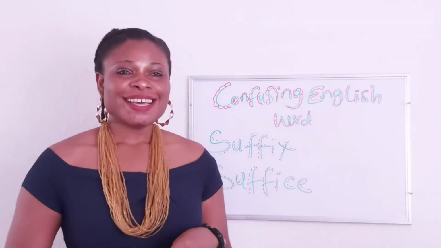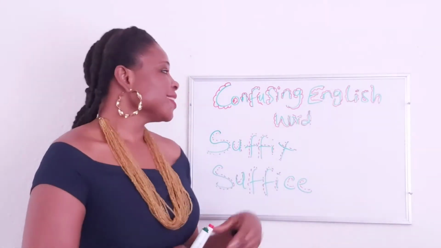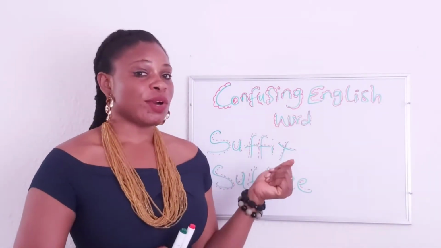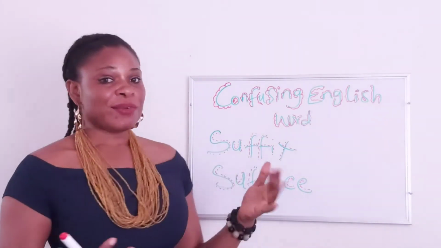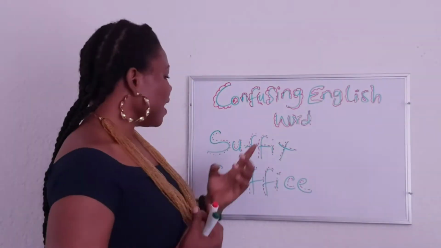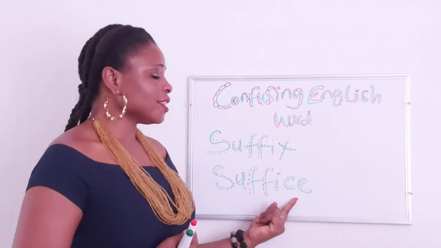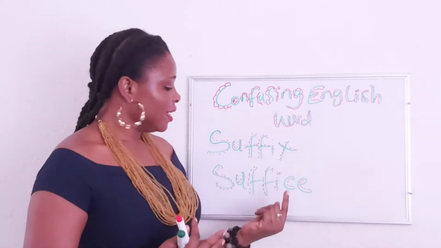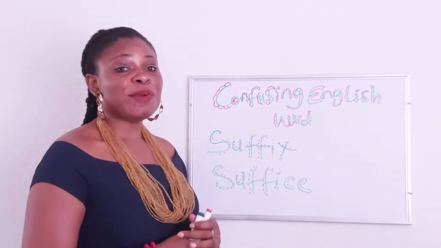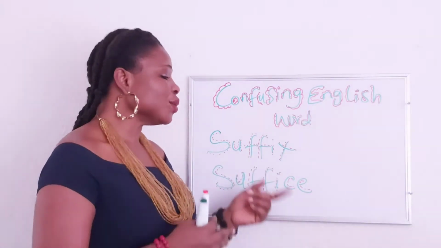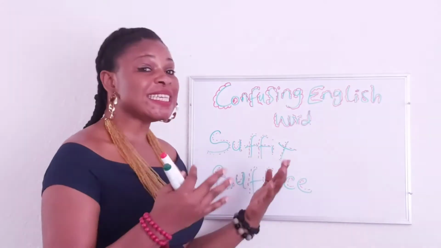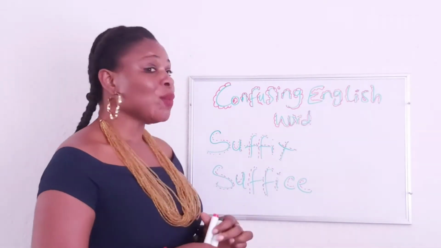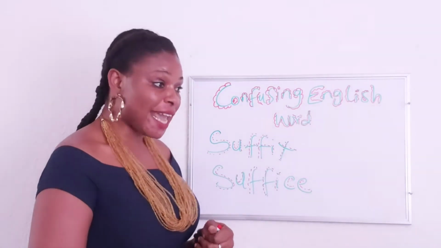Welcome to today's class. Today I'm going to be talking about confusing English words. I have two of these words today, or two vocabularies today, and they are suffix and suffice. Bam. So this is actually suffice. You see, some people mispronounce these two words. They pronounce the two the same, and this is incorrect. So that is one of the things that I will be talking about today.